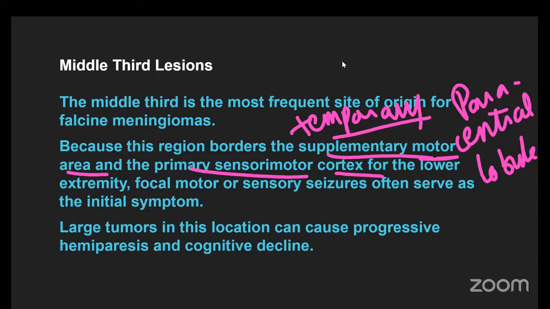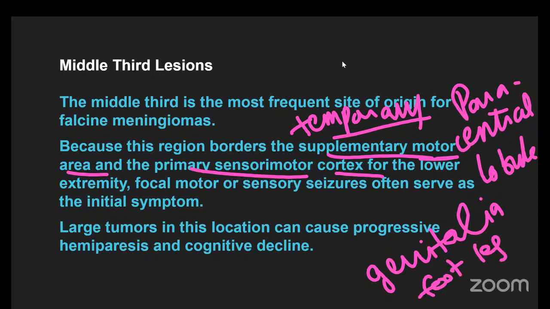Also, since this is a medial portion, what are the deficits that we will be expecting? Remember, we have genitalia. If you all remember the homunculus, we have the foot, the leg, the knee, the lower limb, basically, the lower extremities along with the genitalia. Since this is a falcine meningioma, there will be a direct compression over this region, and the patient can have a particular focal deficit involving this area. It could be motor, it could be sensory, depending on where the lesion exactly is.